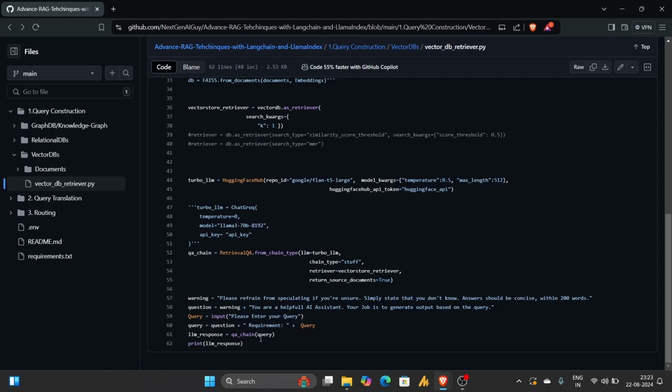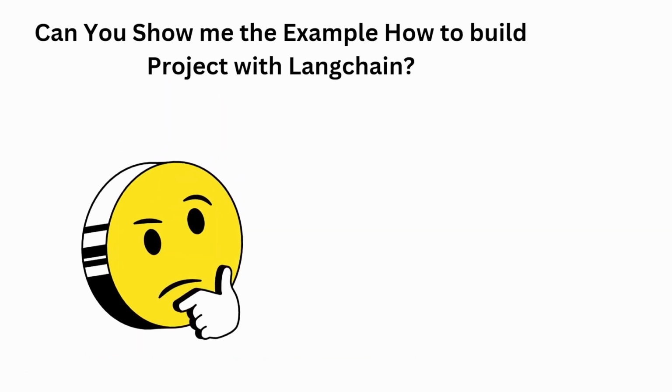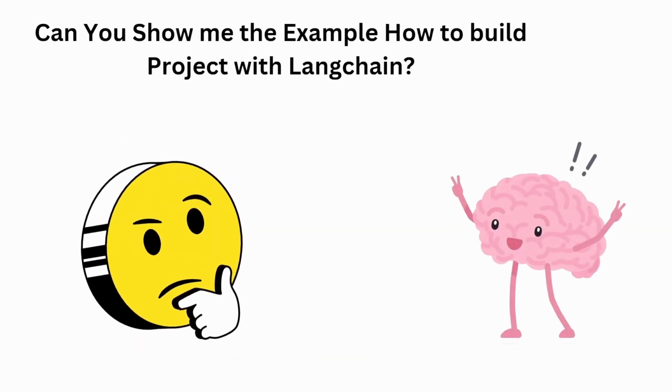That QA chain is going to first retrieve the data from the vector store retriever, then pass it to the large language model, and then the large language model, based on the query and the retrieved data, is going to generate the final output, which will be printed over here. So that's how we build a project with the help of Langchain. I have shown you how to build the project with the help of Langchain.